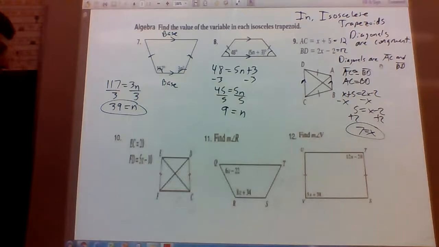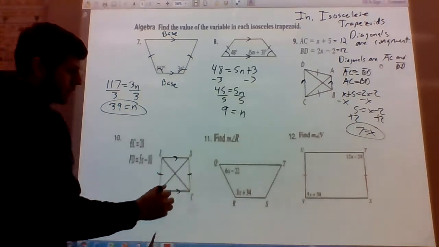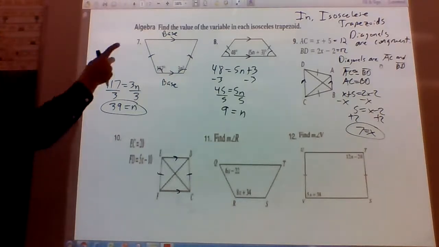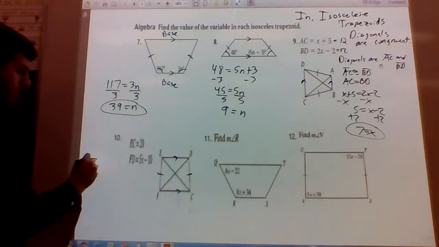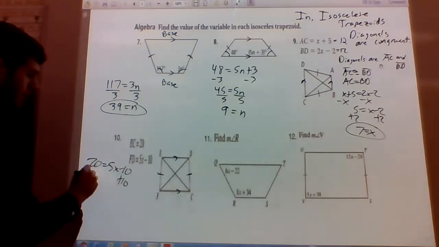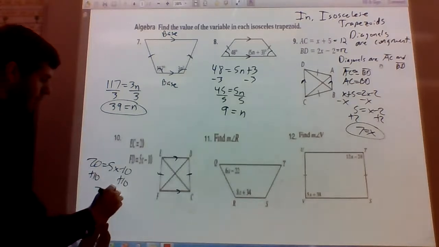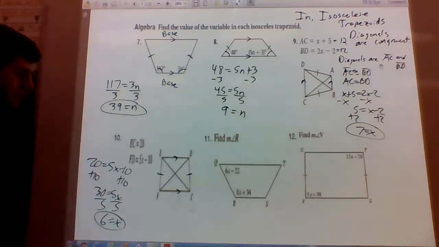Okay, number 10, again, we have these hash marks that tell us the legs are congruent. So it's telling us it's a trapezoid. We know it's a trapezoid. We know diagonals are congruent, so 20 is going to equal 5x minus 10. Add 10 to both sides. 30 equals 5x. Divide by 5. X is going to be 6.